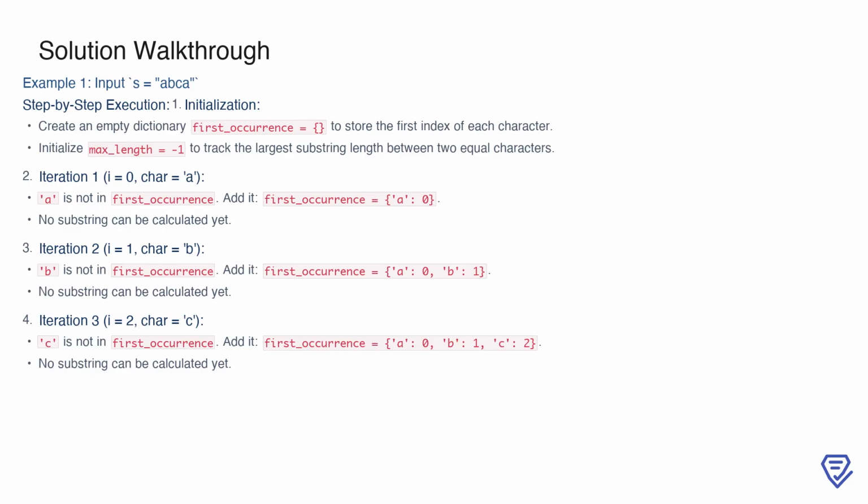Moving forward, the character b at index 1 is also not in the dictionary, so we add it: a: 0, b: 1. The same happens for the character c at index 2, which gets added as a: 0, b: 1, c: 2. Still, no substrings can be calculated yet since no character has repeated so far.